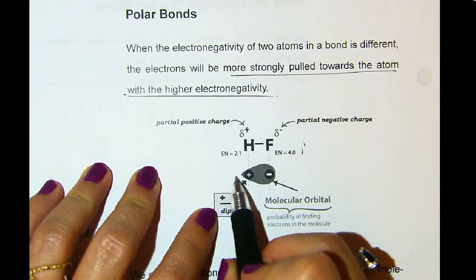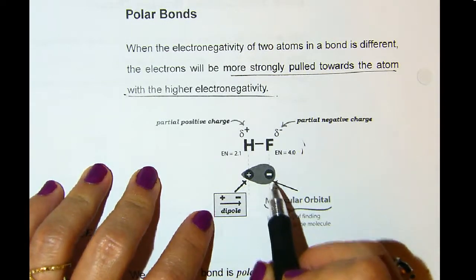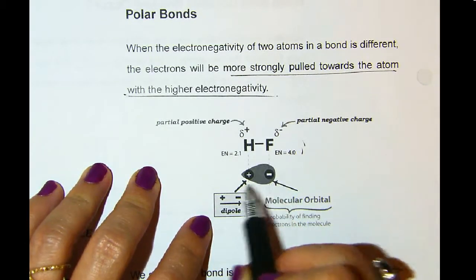And so you'll notice that we have a pull towards the fluorine, so there is a dipole going towards the fluorine atom.